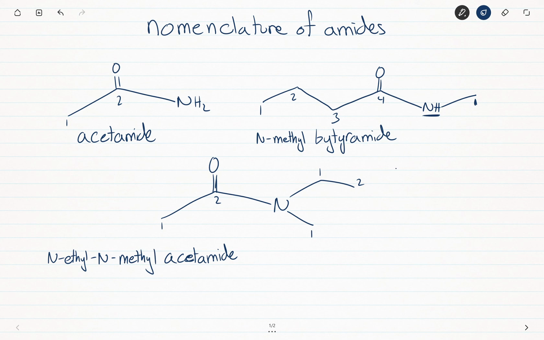And this is going to be the practice that we use to name the amides. Make sure that you go back to your carboxylic acid chapter if you don't remember the common names for the carboxylic acids. You need them to be able to name these molecules.